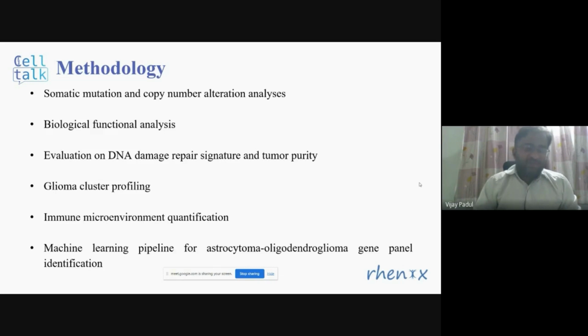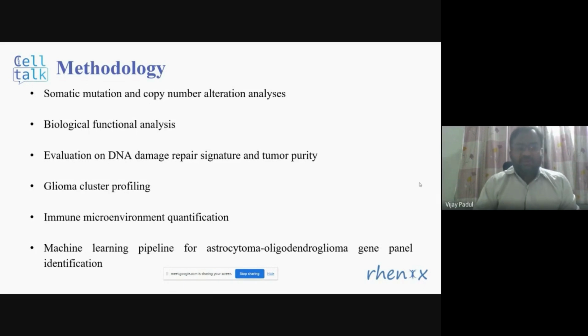Next, they performed glioma cluster profiling. Different research articles published throughout the years have attempted to identify different clusters of glioma samples using different statistical and computational approaches, with mRNA expression data, microRNA expression data, copy number data, etc. So they also did this glioma cluster profiling on these two data sources.